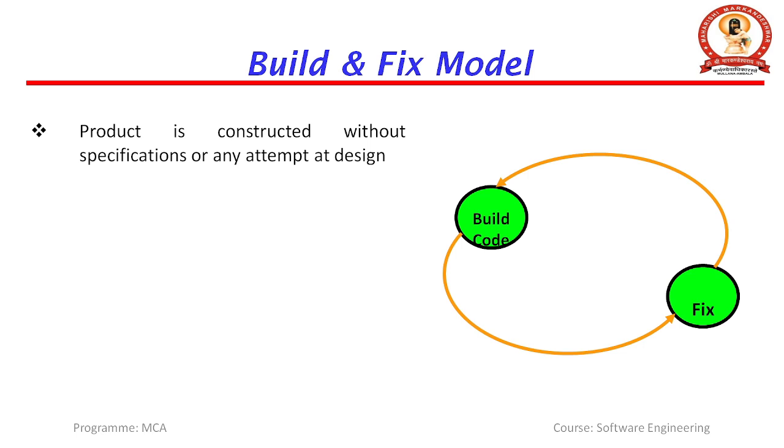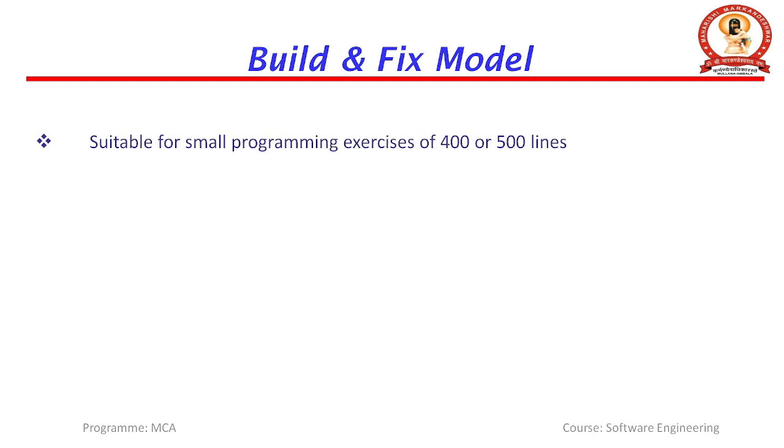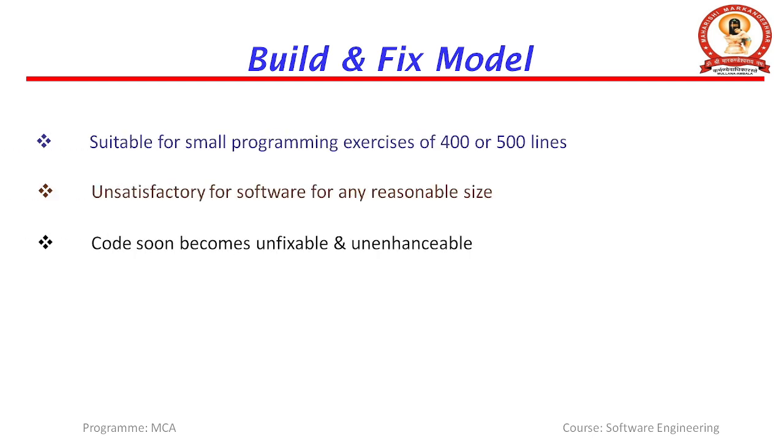While building the code and fixing the code, there were so many things which were not done in a good manner. We were unable to deliver a medium type of project. We were unable to deliver a complex problem, right? Because it was a two-step model, at that time we were delivering only small-level projects, because the process was not good and it was there only for small programming exercises of 400 to 500 lines. As soon as the lines exceed that, the model fails.